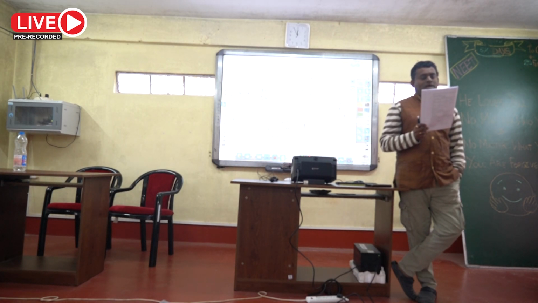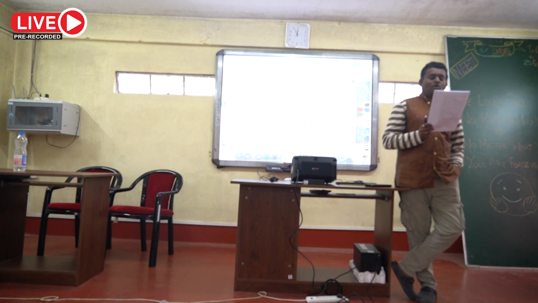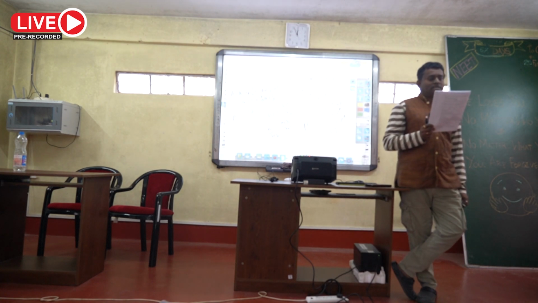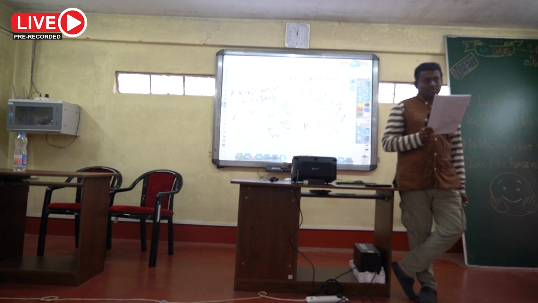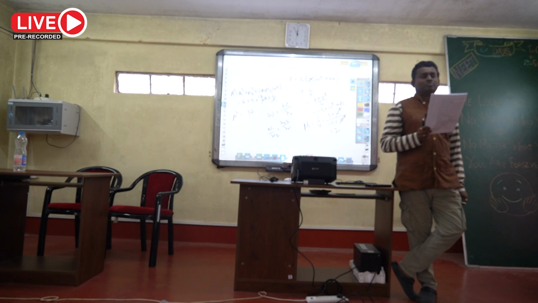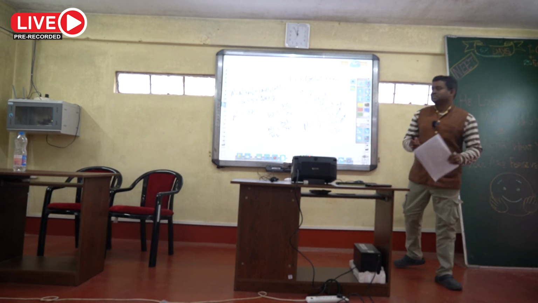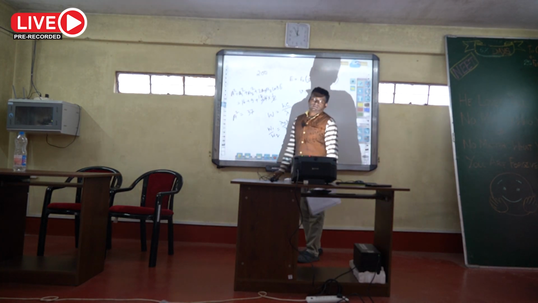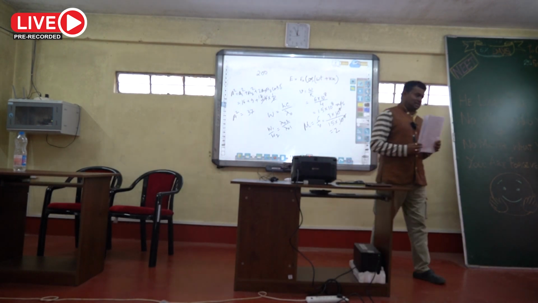Two trains 101 meter and 99 meter in length are running in opposite directions with velocities 54 km per hour and 36 km per hour. In what time will they completely cross each other? When they completely cross each other, they will cover a total distance equal to the sum of the lengths, that is 101 plus 99, 200 meter.